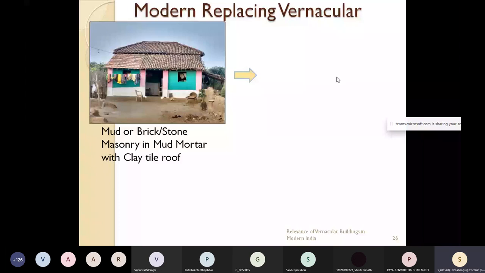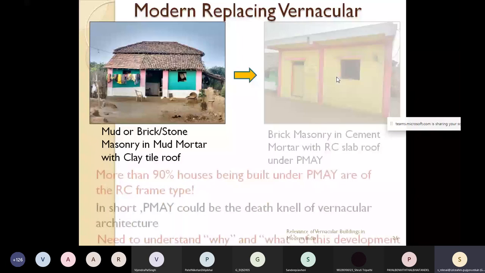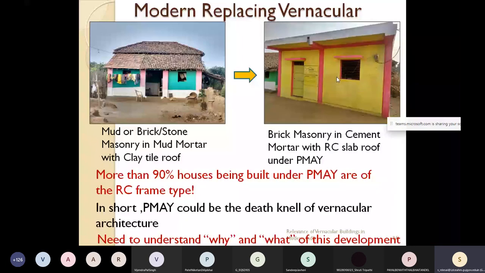And against that, what is happening? You have this on the right side. This is a brick masonry infill with cement mortar and RC frame, a single-story RC frame. This is a PMAY house. This is the government flagship project, very well meaning, so that people have long-lasting houses, all right? And unfortunately, today, more than 90% of houses being built under PMAY are of the RC frame type, right? So I feel that PMAY is a death knell for the vernacular architecture.